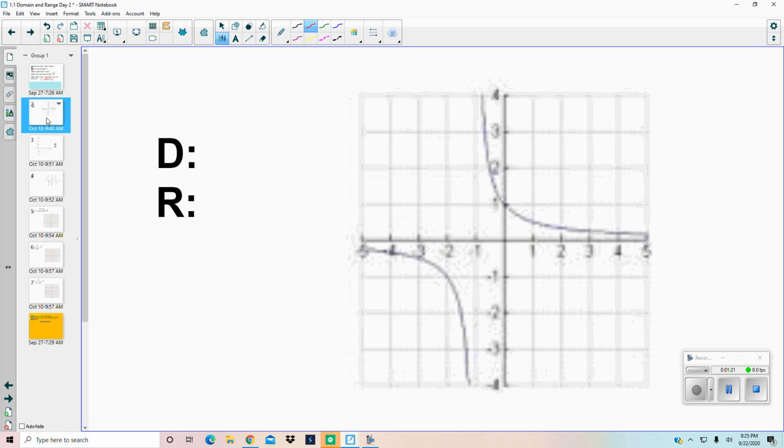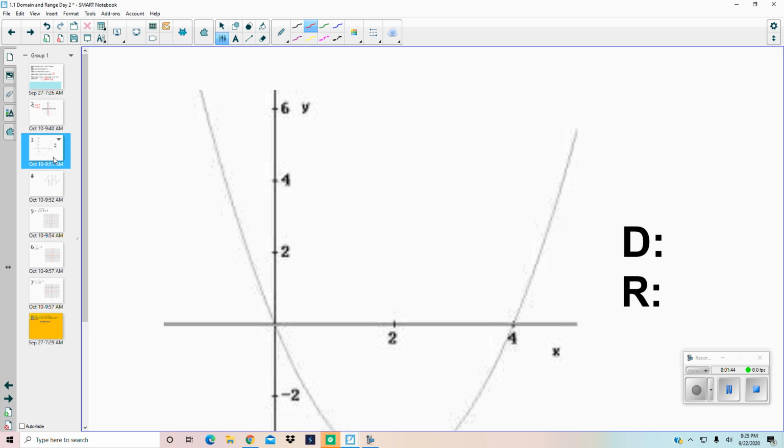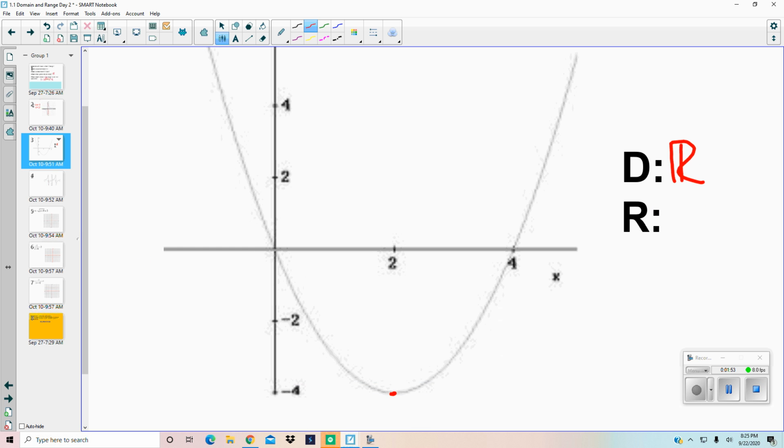All right, so if I look at this graph, and I'm trying to describe the domain and the range, you can see that the graph never crosses this line, and it never crosses this line. So x cannot be equal to -1, y cannot be equal to 0. Here's a parabola. A parabola has a domain always of all real numbers. The range depends on the vertex. Well, here's the vertex. The lowest y value is -4. So everything above that and including -4, so greater than or equal to -4, is the range.